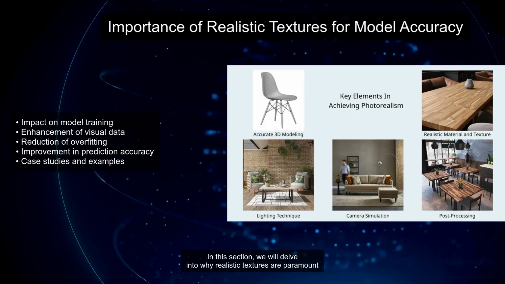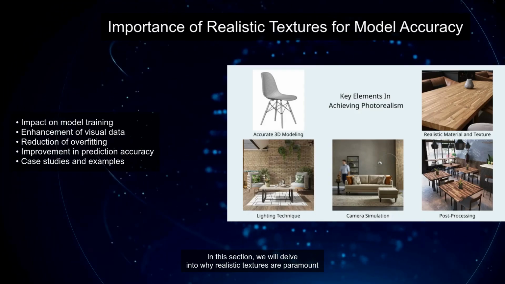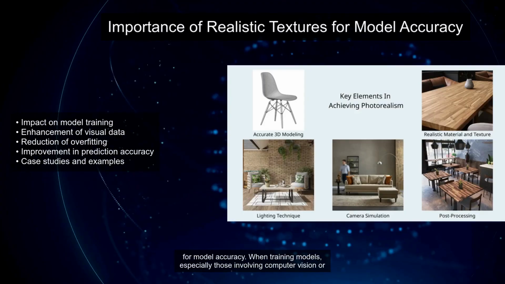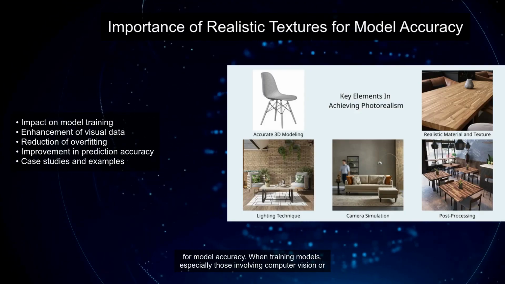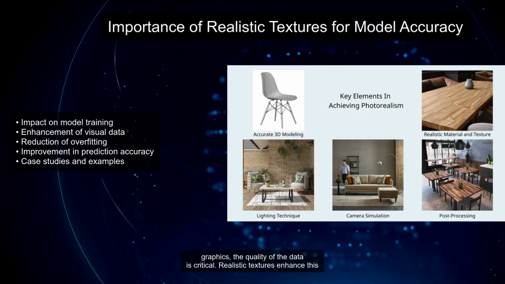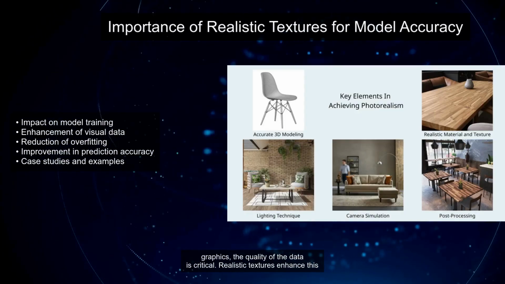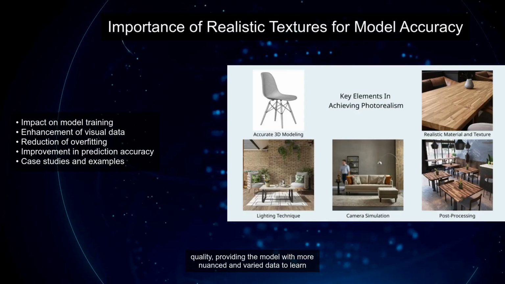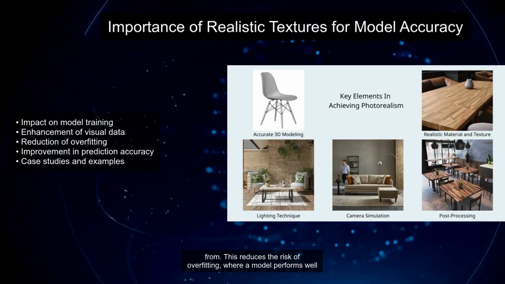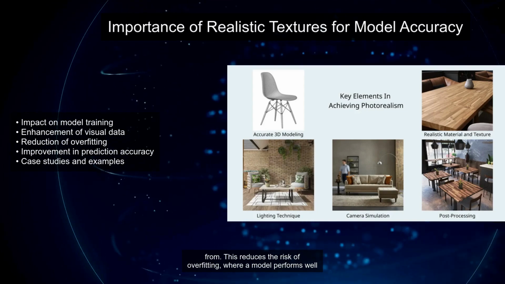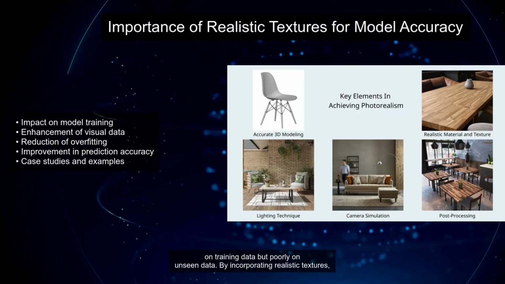In this section, we will delve into why realistic textures are paramount for model accuracy. When training models, especially those involving computer vision or graphics, the quality of the data is critical. Realistic textures enhance this quality, providing the model with more nuanced and varied data to learn from. This reduces the risk of overfitting, where a model performs well on training data but poorly on unseen data.